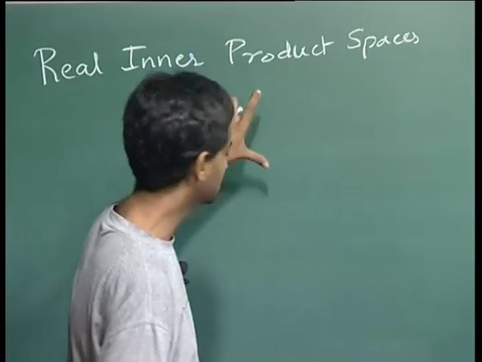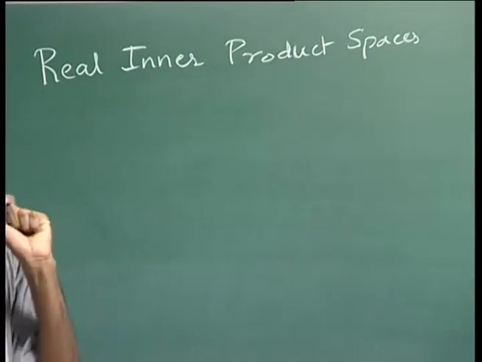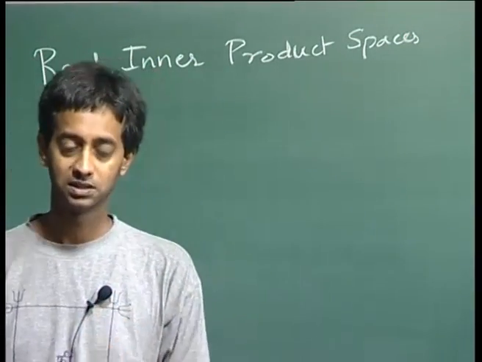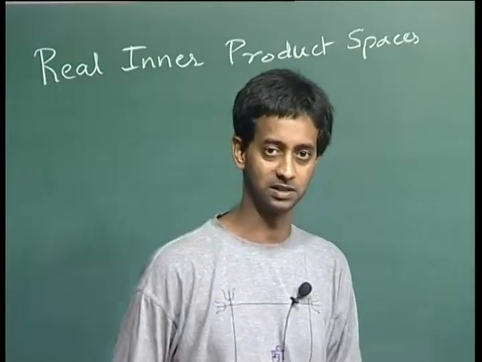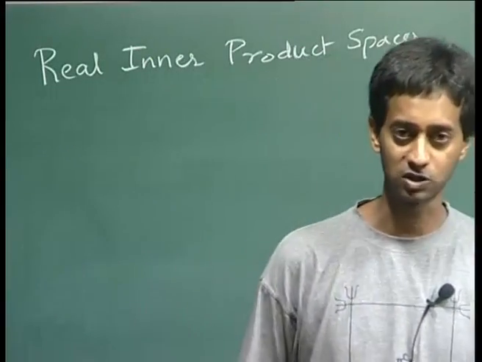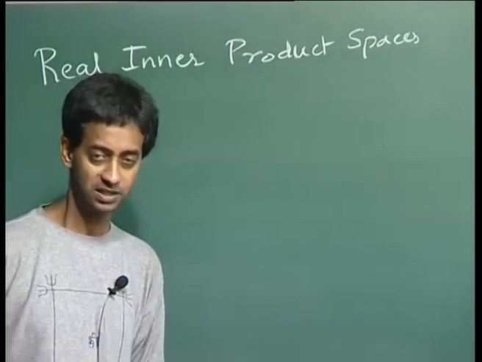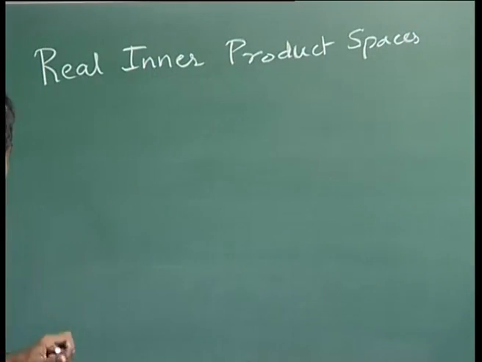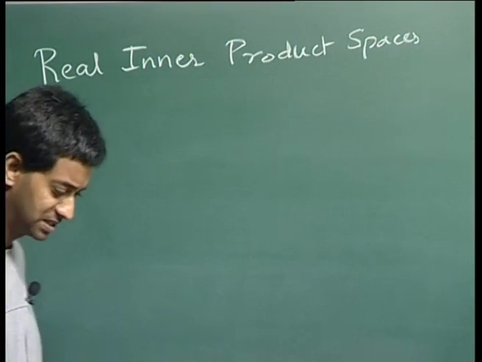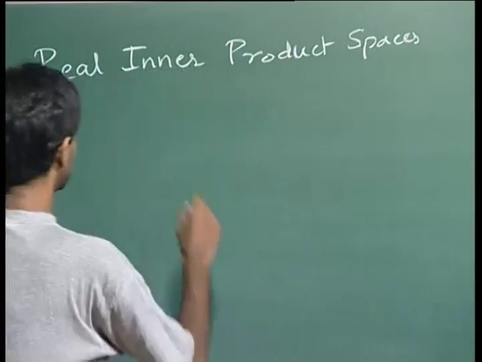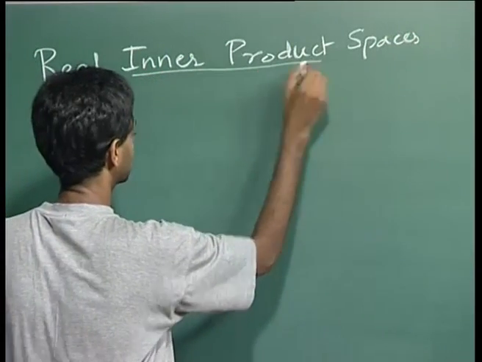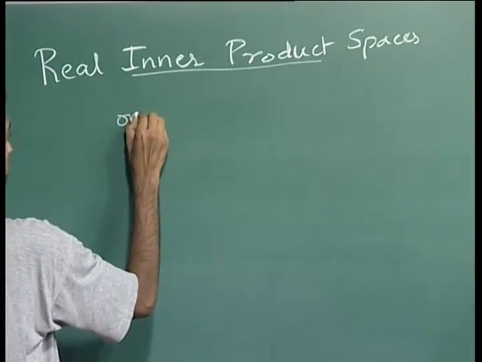In addition to this, we will look at three kinds of products of vectors. The first is called the dot product or the inner product, the second is called the cross product, and the third is called the direct product or the tensor product. Okay. So, let us look at real inner product spaces, and this is the first kind of product, which is called the inner product or the dot product.